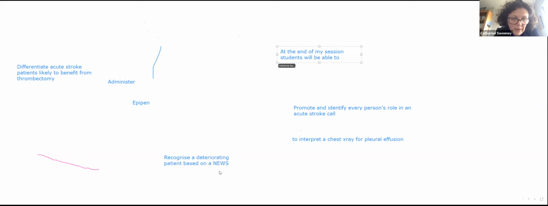Recognize a deteriorating patient based on a NEWS. Absolutely, yeah. And not every learning outcome is purely one domain or the other. Often you get a bit of affective in some of the cognitive ones. So recognizing a deteriorating patient based on a NEWS has an affective component as well, in that students are making an evaluation or a judgment there too.